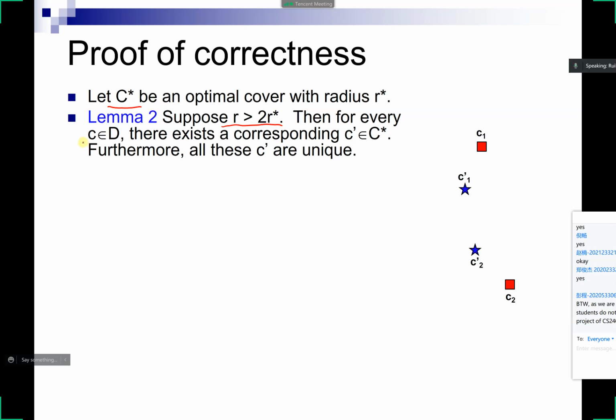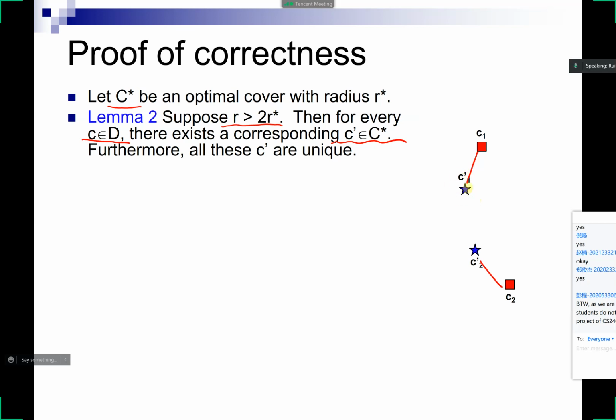Then in that case, for every one of these points in D, so there are k plus 1 points in D, the claim is that there's a corresponding point C prime, which is part of the optimal cover. The C prime corresponds to D, and furthermore, all of these C primes are different. So suppose we have 2 points in D, these 2 red points. This lemma is saying that for every one of these D points, we have another optimal center, these stars over here, and these correspond to these D points. And furthermore, each of these optimal points corresponds to just 1 D point.